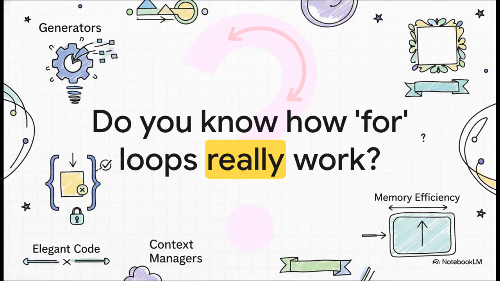Let's start with a question. I mean, you write for loops all the time, maybe every single day. But have you ever stopped to think about what Python is actually doing when you write that simple line? What's going on under the hood? Because the real process is way more interesting and, frankly, more clever than you might think.